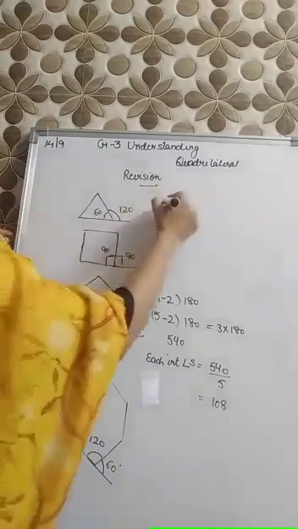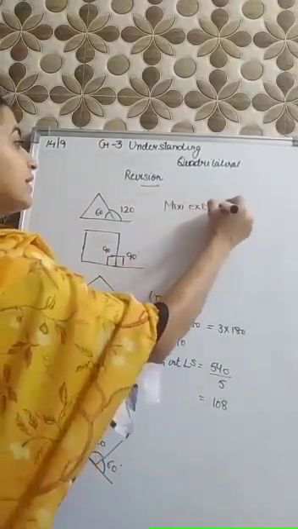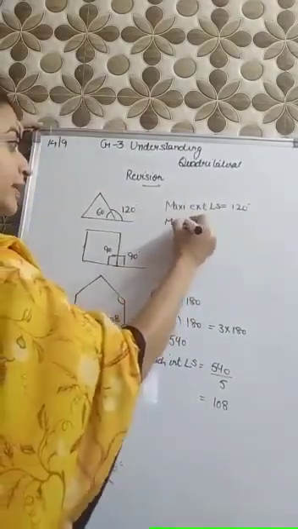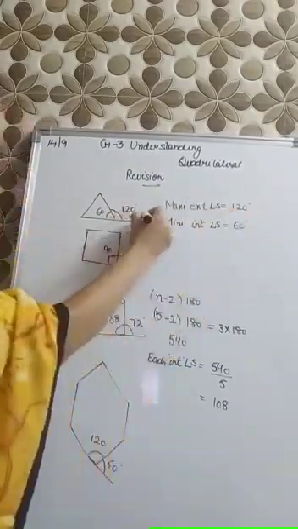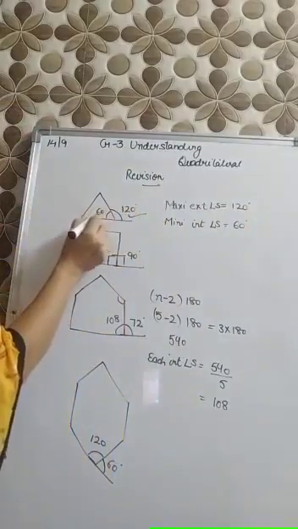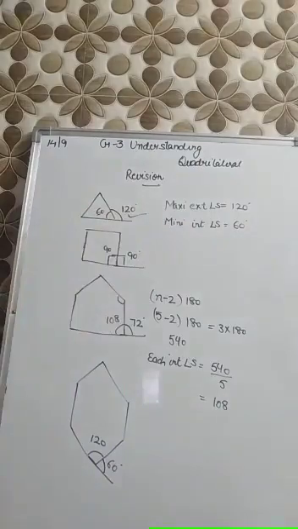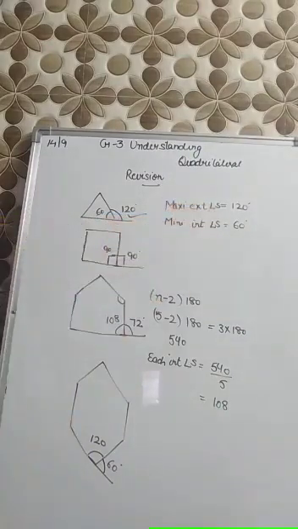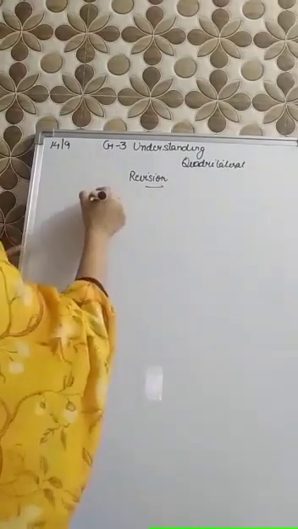So the maximum exterior angle is 120 degrees and the minimum interior angle is 60. If this angle is maximum, then obviously the angle which is forming a linear pair with it, that is 60 degrees, is the minimum interior angle. So we have one important question in exercise 5.2. What is the minimum interior angle? That is 60. And what is the maximum exterior angle? That is 120 degrees. Now let's recall the types of quadrilateral.